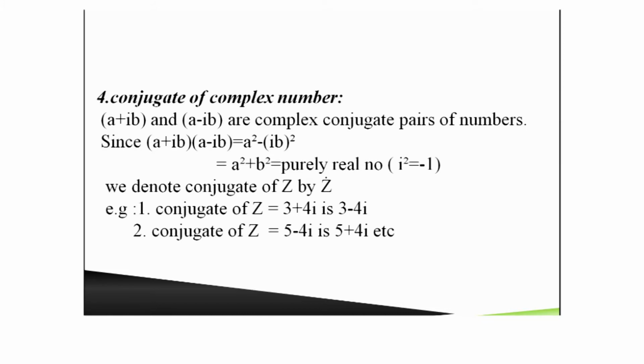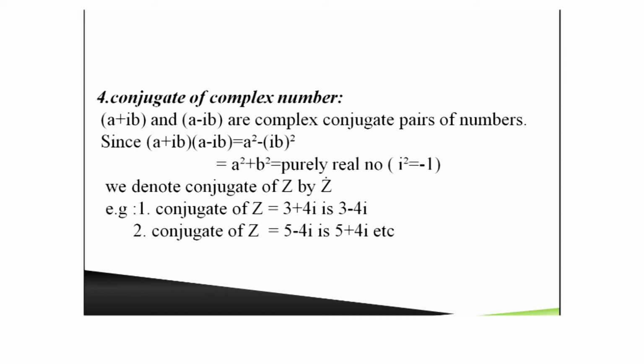Now, here a plus ib into a minus ib, as per the algebraic rule, becomes a square minus i square b square, and that is equal to a square plus b square, because i square is minus 1. So it is nothing but a purely real number. Therefore, the complex conjugate of a plus ib is a minus ib, and vice versa, the complex conjugate of a minus ib is a plus ib.